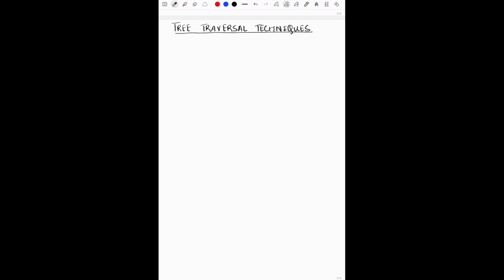So we are looking at the different tree traversal techniques. The first tree traversal technique is known as in-order traversal. In this, we visit the left child first, followed by the root, and then the right child. Let's take an example to understand this in a better way.